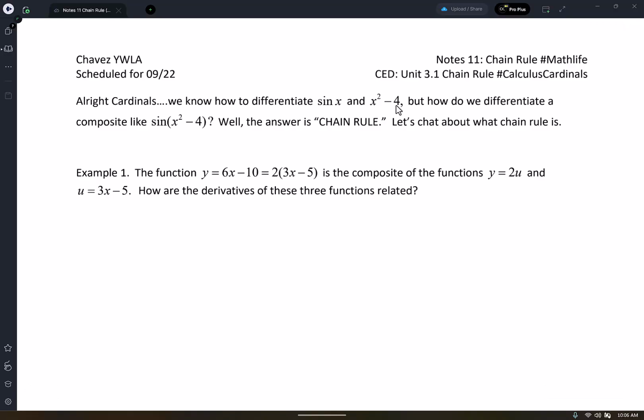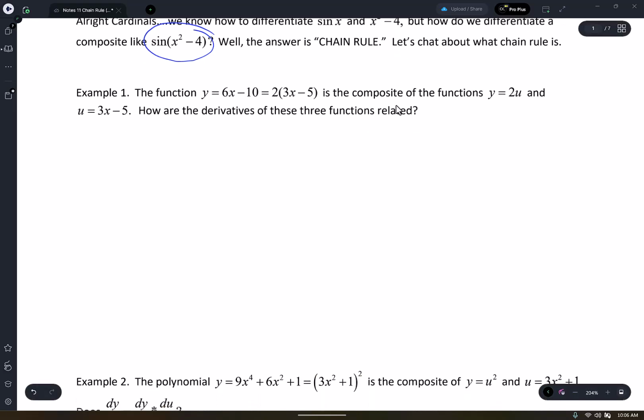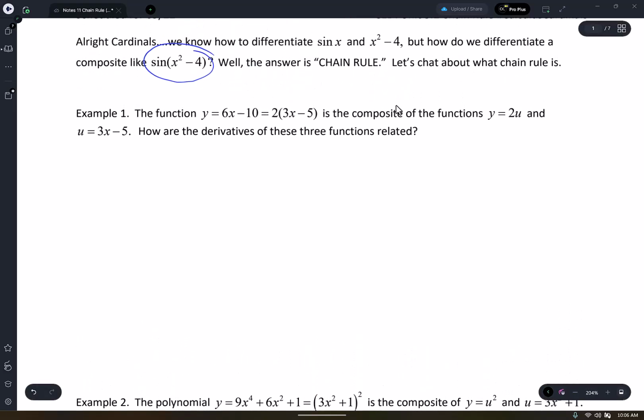Chain rule. Hashtag calculus cardinals. I don't know. Next time we'll do a better hashtag. Let's see. We know how to differentiate sine x. We know how to differentiate x squared minus 4. But what if we have a composite function like sine of x squared minus 4? So that's where we get the chain rule here. And then we'll talk about what the chain rule is.